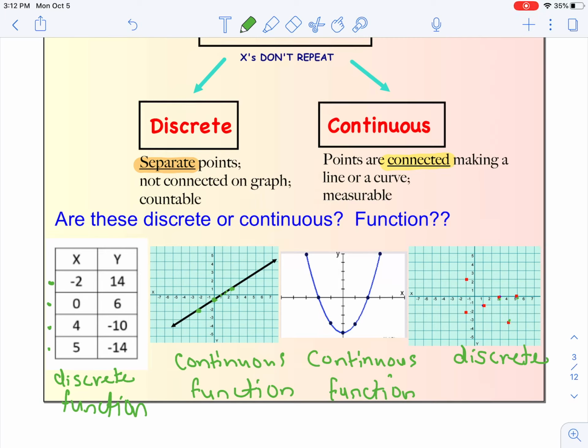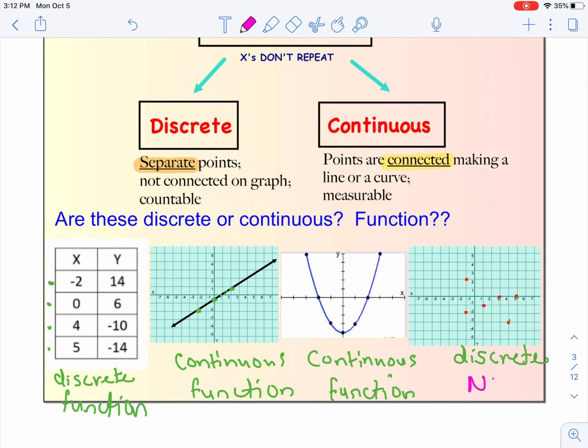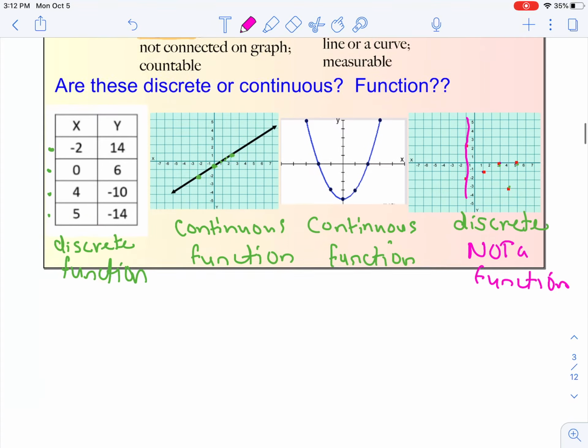Now, this one is not a function. This is not a function. And the reason it's not a function is because if I draw a vertical line here, I will hit 2 of those points. So that's a little bit more review.